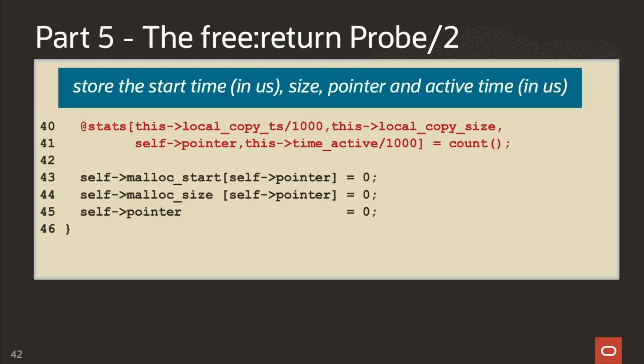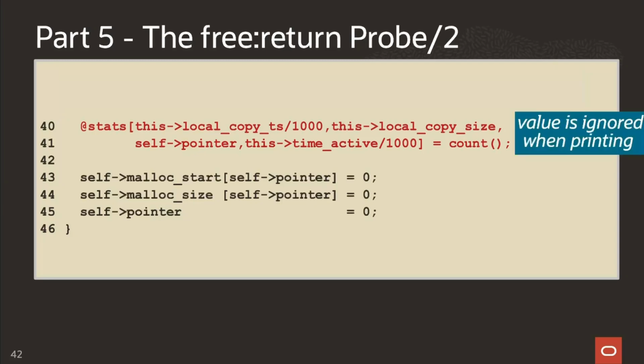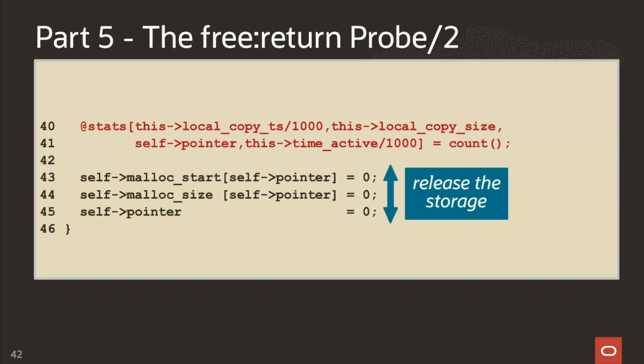At lines 40 and 41, I have this aggregation called stats, and the key consists of 4 fields. The timestamp, again normalized to microseconds. That was the start of the malloc. Then I have the size, I have the pointer, and I'm going to print the active time, again normalized to microseconds, and I have the count. But again, that count value is going to be ignored. I could put anything there. It just doesn't matter because I won't print it. Then I need to release the storage, as you've seen a couple of times before now. Just make sure that you release the pointer last because you're going to reference that at lines 43 and 44.